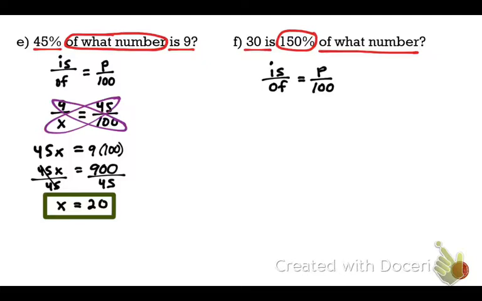All right, class, what is my is? 30. What's my of? X. What's my P? 150 over 100. How many of you would say you did mental math?